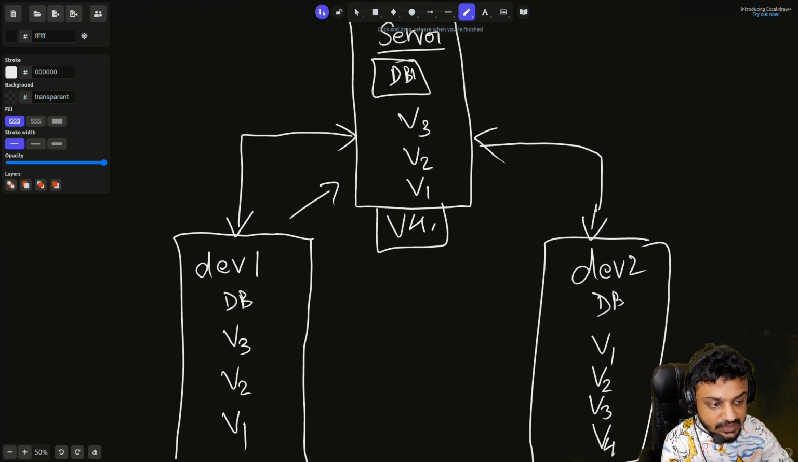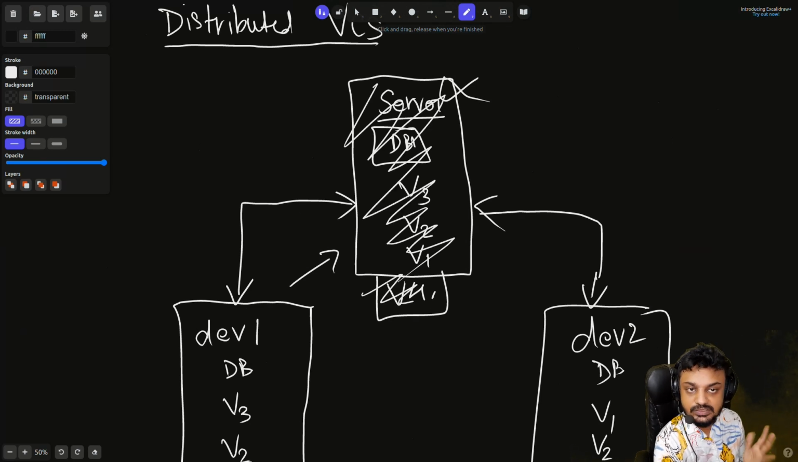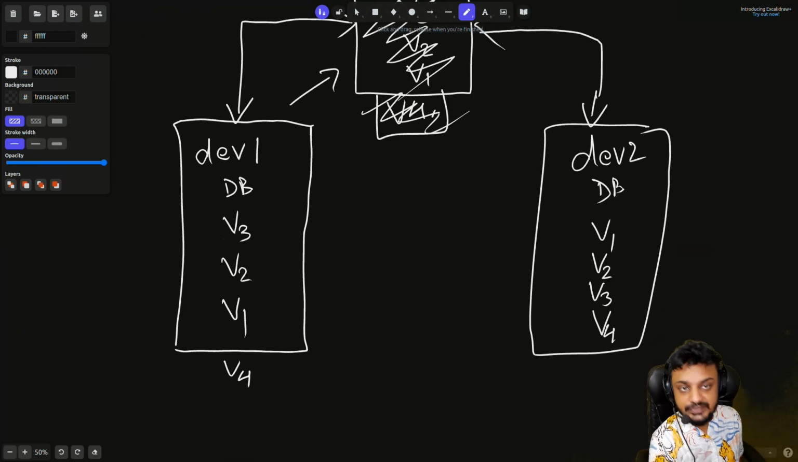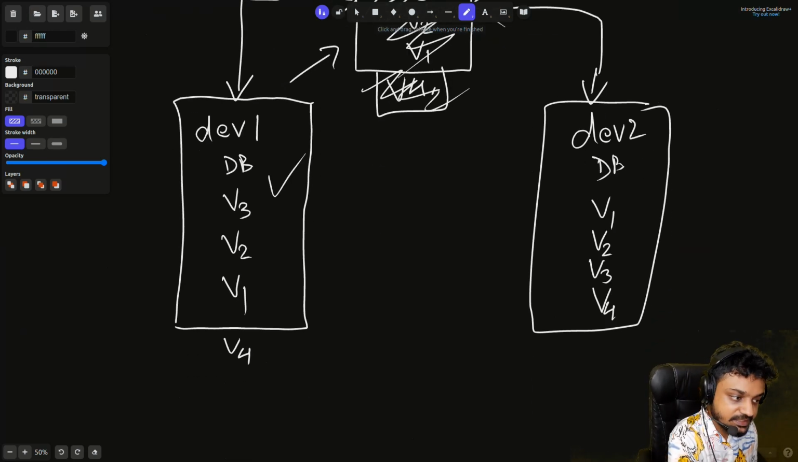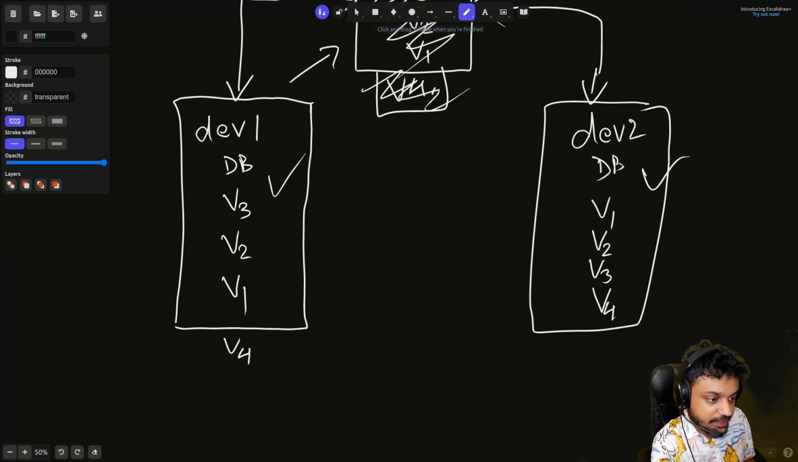So if let's say the server is down, or the hard disk gets corrupted, this server does not exist anymore, the storage got corrupted or something like that, even then there's no loss of data, right. Both the developers still have the entire thing with them, the entire history, all the versions with them.